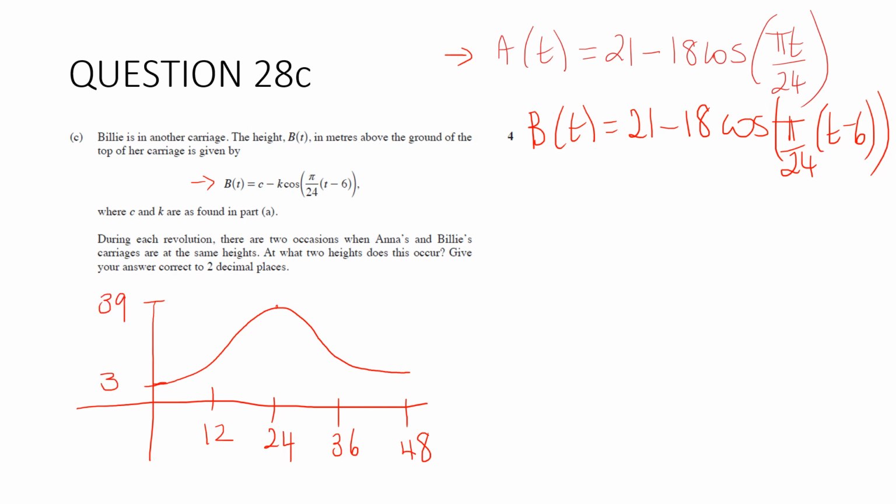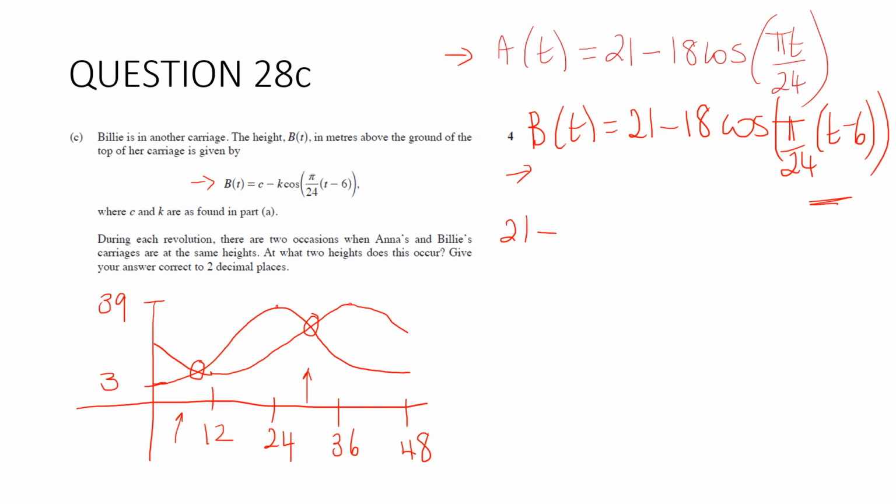Now this one here is shifted along 6 seconds. So it starts, if you like, here, does the same sort of pattern, gets up to its maximum there, and then starts coming down. And so just joining that up, it'll go like that. So you can see there's 2 points here, one in this first quarter and one in the third quarter, where the carriages are going to be at the same height. So really what we want to do is put these 2 equal to each other.